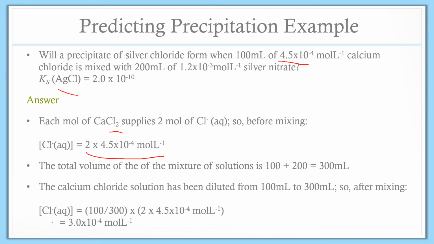Concentration of chlorine equals 100 divided by 300. That's the volume used. The SciPad calls it that; I tend to use volume added. Volume added over total volume, i.e. both volumes put together, times the original concentration, which is 2 times 4.5 to the negative fourth, and we get 3 times 10 to the negative fourth mole per liter as a concentration of chlorine. Okay, so hang on to that number.